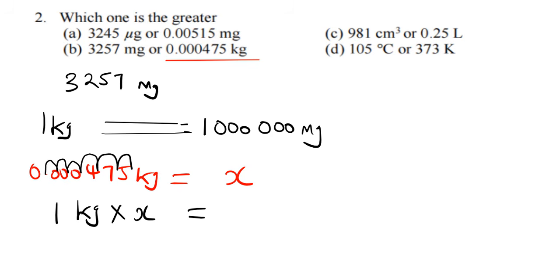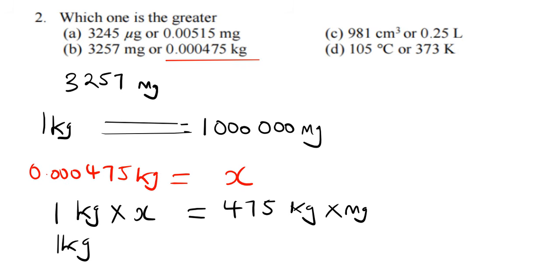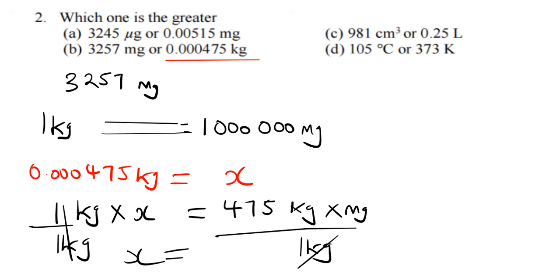So we're just going to have a normal number. In this case we're going to have 475 kg. Now since we're multiplying with the milligram, I'm going to maintain the unit for now. Then we're going to divide by the kg on both sides. Therefore now our X will just be equal to the kg, and the kg can cancel. Therefore your answer is going to be 475 milligrams.